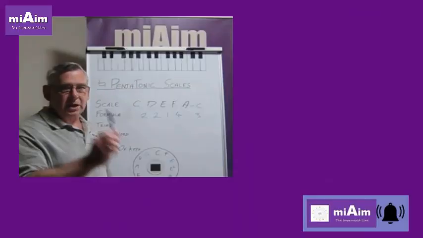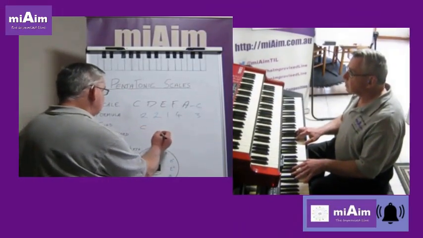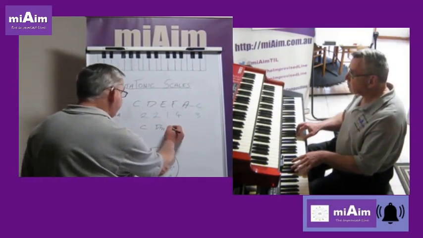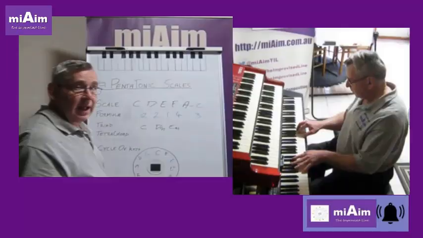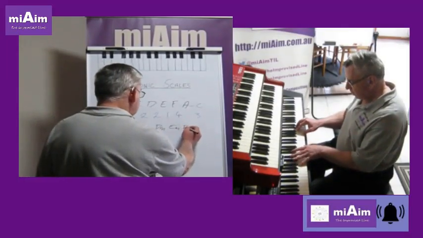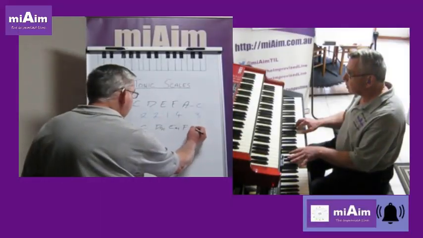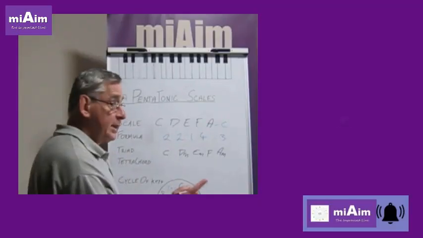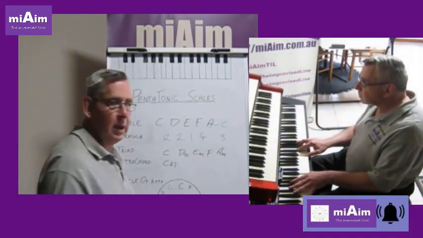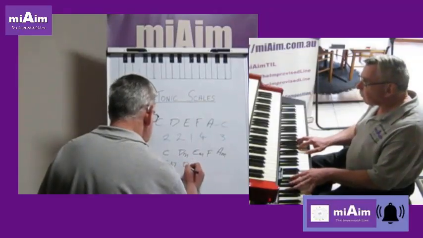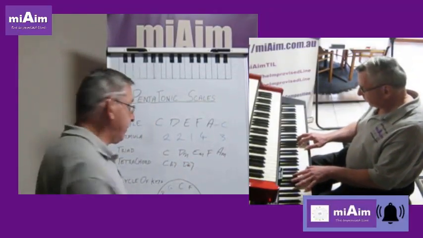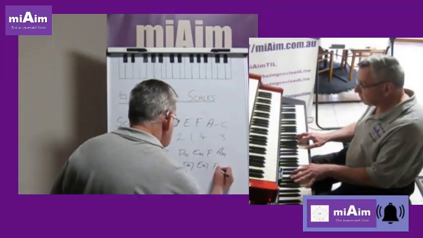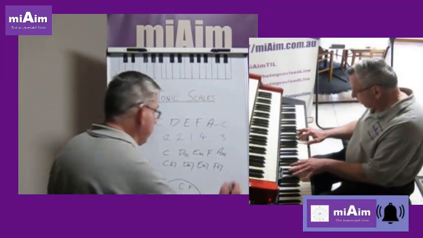The triads this time will be C, D minor, E minor, F and A minor. The TetraChords or 4-note chords will be C major 7th, D minor 7th, E minor 7th, F major 7th and A minor 7th.